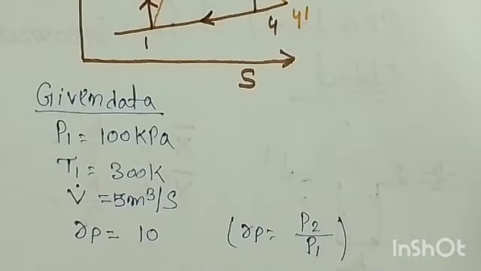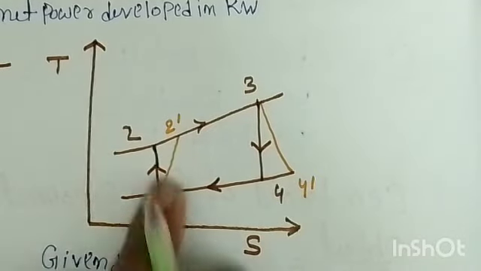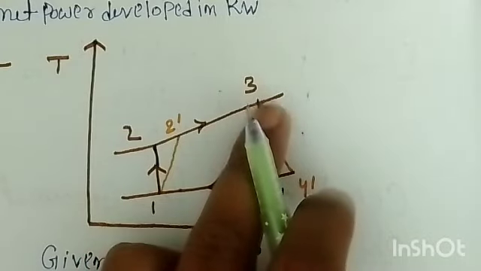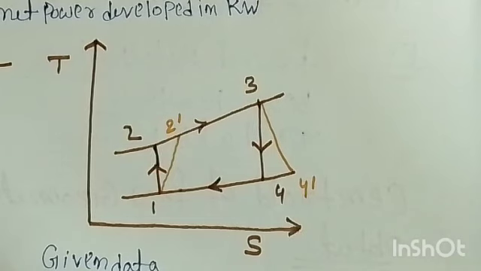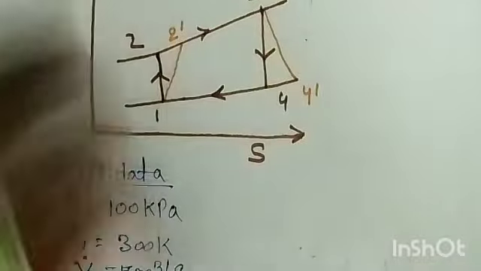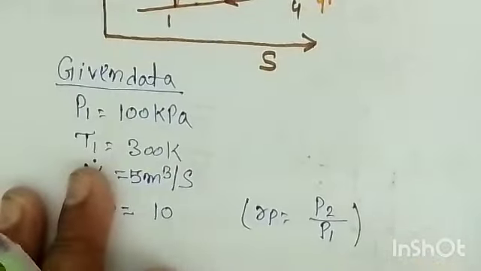Then the turbine inlet temperature is 1400 Kelvin. As I told you, this is the inlet of the compressor, exit of the compressor, inlet of the turbine. The entrance temperature at the turbine is the highest throughout the cycle, so this is the maximum cycle temperature also. Whenever it is mentioned as the maximum cycle temperature, it means that it is the turbine inlet temperature only.